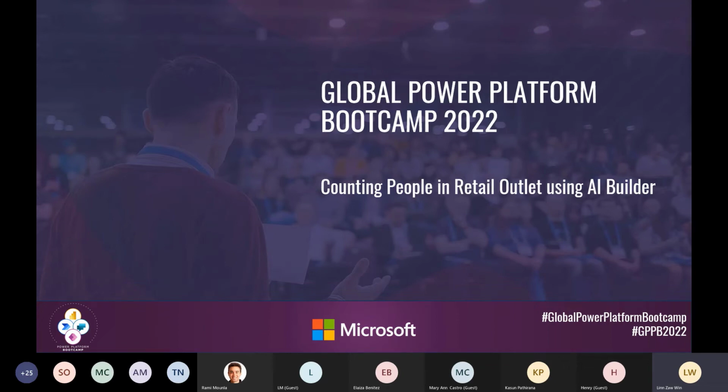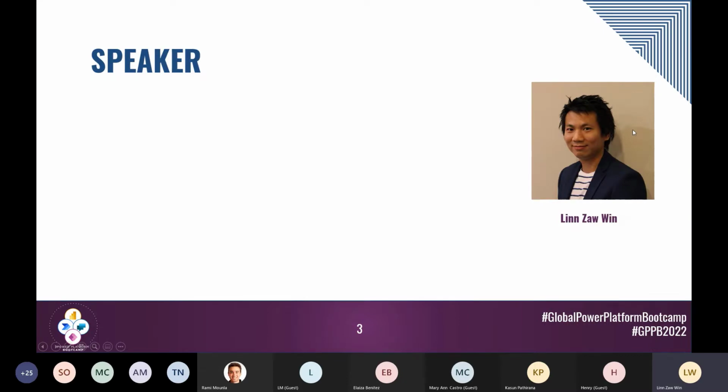Hello, everyone. The topic that I'm going to present today is counting the number of people in a retail outlet or any particular venue using the capability of the Power Platform, especially the object detection in AI Builder. Before we start the session, I'd like to introduce myself a little bit.